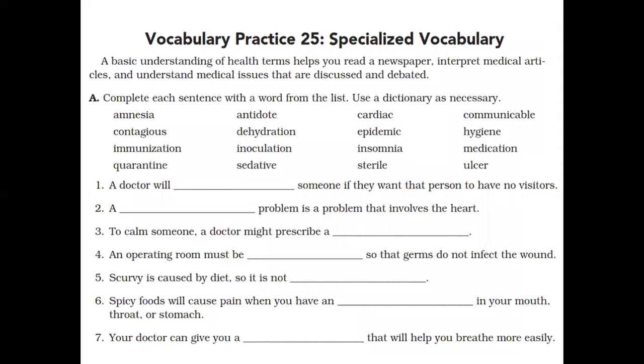Now we will start the specialized vocabulary practice 25. You have the words here right in front of you. Complete each sentence with a word from the list. Use a dictionary as necessary. You have studied all the words now, so I think you are able to solve it. Let's start with number one.